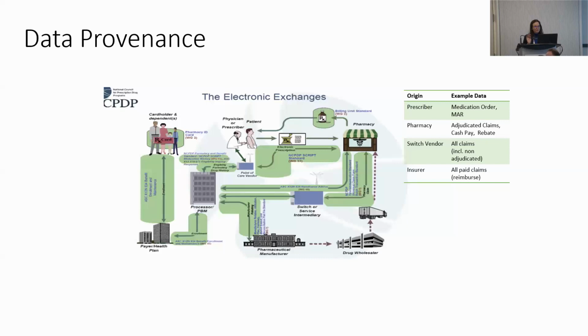And then you have insurers that have all paid claims. So the difference here is that if you have the insurer and you're looking at this whole prescriber, pharmacy, switch or intermediary composition, the insurer will have all the paid claims, the pharmacy will have the cash pay and rebate and adjudicated claims, and the switch vendor will have all claims, so anything that was submitted. So you can also think about looking at access issues by using that data for claims that were submitted, but then were not approved or picked up.